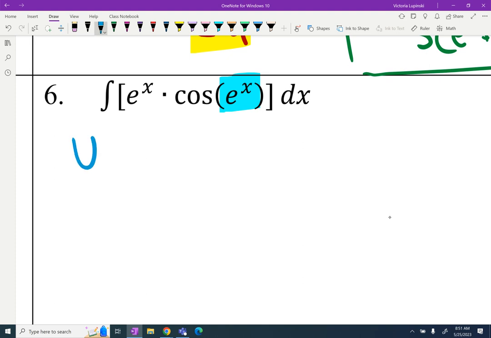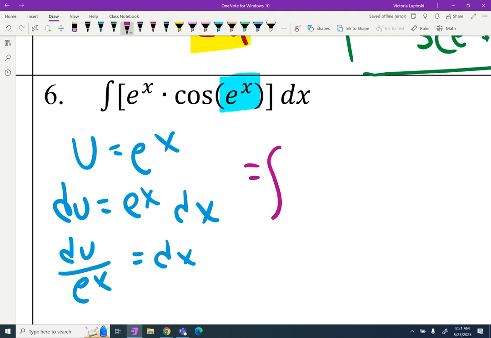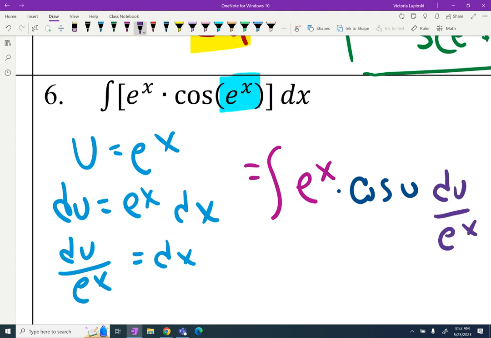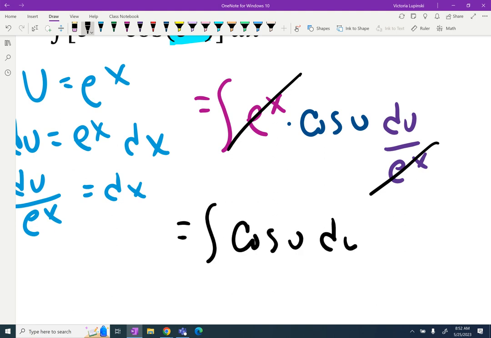So u equals e to the x. Du, remember the derivative of e to the x is just e to the x, dx. Divide. Go ahead and rewrite it. This becomes the integration of the original e to the x times the cosine of u times du over e to the x. Again, it should be abundantly clear that you are doing this correctly because the e to the x's are now out of there. And it becomes the integration of the cosine of u du.